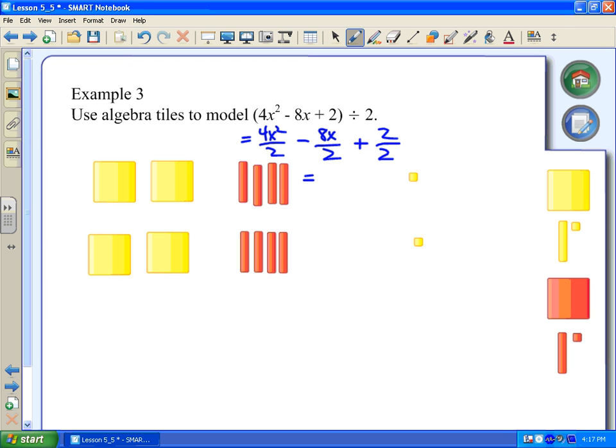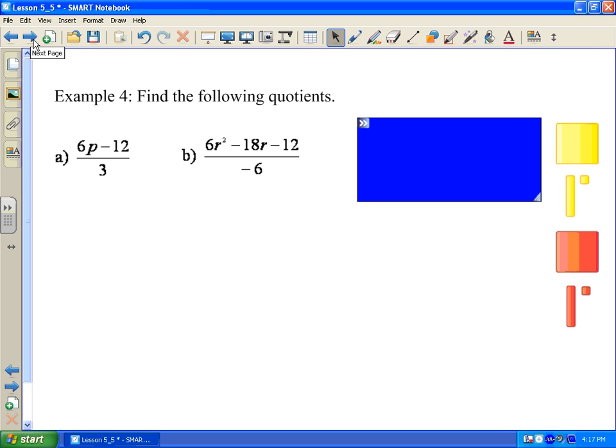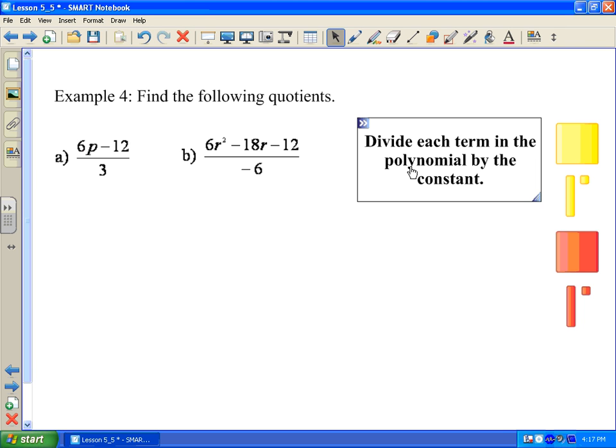So what your textbook or your notes shows you is this. Okay, which ends up with 2x squareds minus 4x's in each group plus 1. All right, so key idea here if I ask you to find the quotient, is remember, you've got to divide each term in that polynomial by the constant. Okay, you can't just do one. The whole thing is being divided, right? I want to take that whole thing and make 3 equal groups out of it.